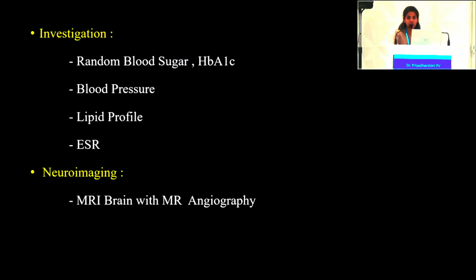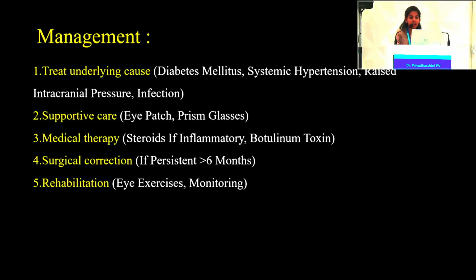Immediate evaluation is important since timely diagnosis and management aid in a better prognosis. The investigations include random blood sugar, glycosylated hemoglobin, blood pressure, lipid profile, and erythrocyte sedimentation rate to rule out inflammatory causes, and MRI brain to rule out space-occupying lesion, and MR angiography to rule out vascular lesions such as aneurysm or thrombosis. The management involves treating the underlying causes such as diabetes mellitus, hypertension, raised intracranial pressure, or infection.